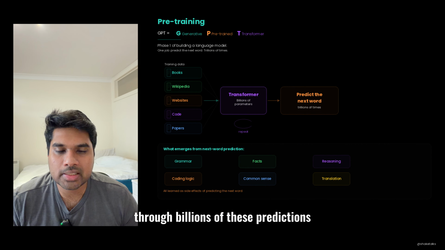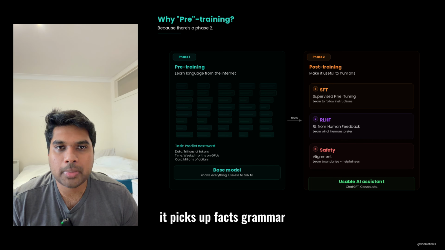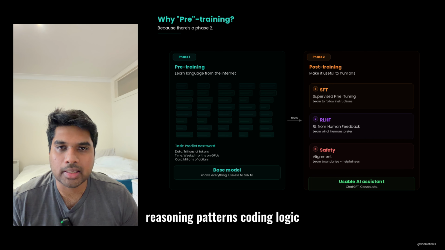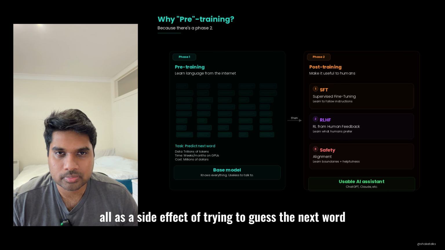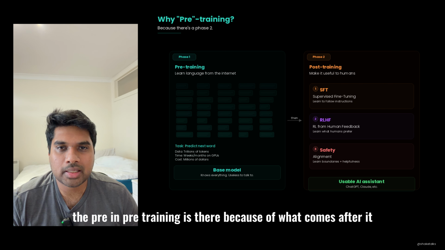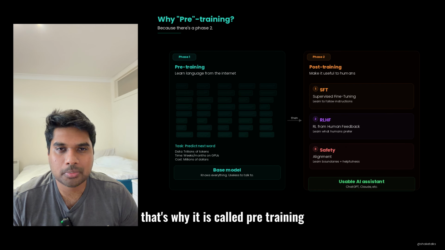Through billions of these predictions, the model doesn't just learn the language, it picks up facts, grammar, reasoning, patterns, coding logic, even common sense, all as a side effect of trying to guess the next word. The pre-training is there because of what comes after it. There is a post-training part as well to make it usable. That's why it is called pre-training.